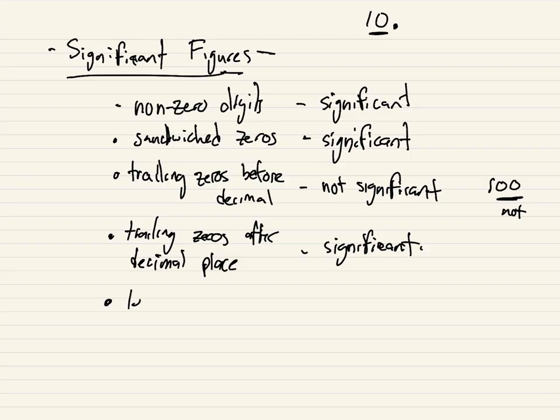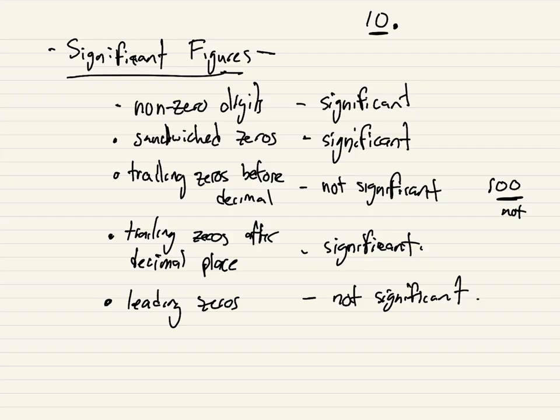And then leading zeros, not significant, right? You can put as many zeros as you want in front of a number, it's still the same number. It doesn't change anything about the number. Not significant. So those are all the scenarios where we determine if a digit is significant or not.